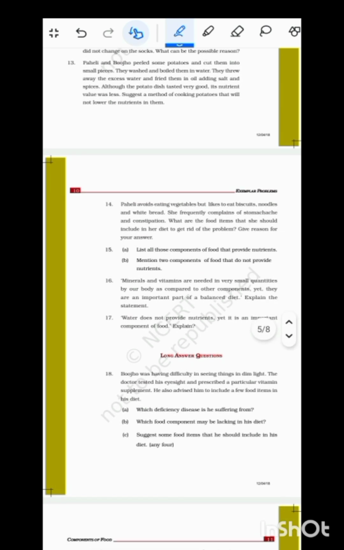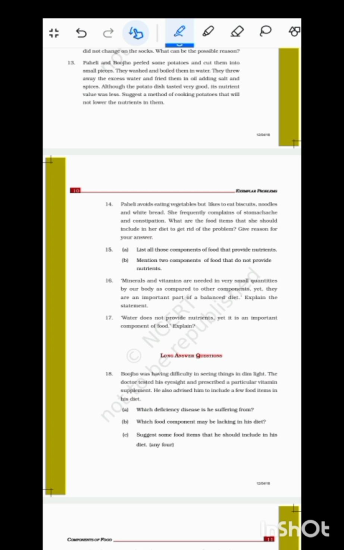Question number 13. Bojo and Paheli peeled some of the potatoes and cut them in small pieces. They washed them and boiled them in water. They threw away the excess water and fried them in oil, adding salt and spices. Although the potato dish tasted very good, its nutrient value was less. Suggest a method of cooking potatoes that will not lower the nutrients in them. Not important though, but telling the answer.